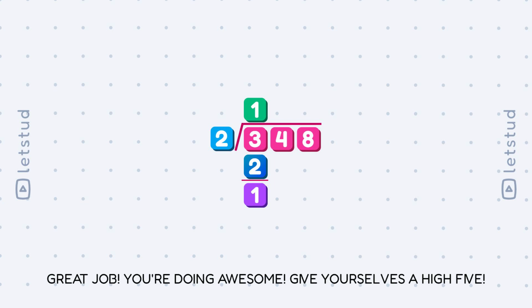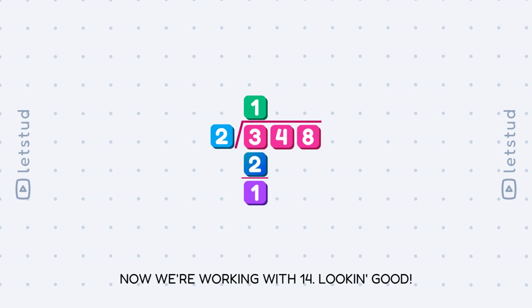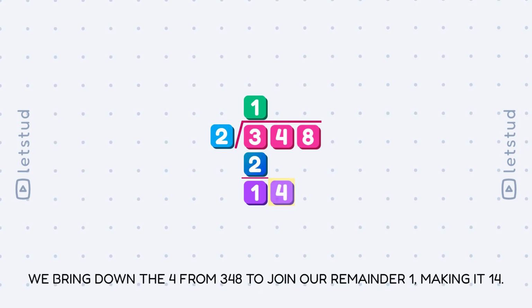Great job, you're doing awesome, give yourselves a high five. We've got a remainder of 1. Let's bring down the next digit 4 to make 14. Now we're working with 14, looking good. We bring down the 4 from 348 to join our remainder 1, making it 14.